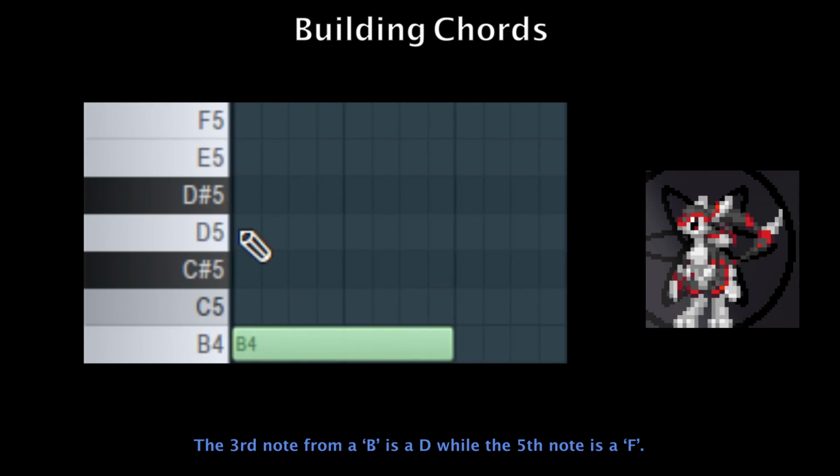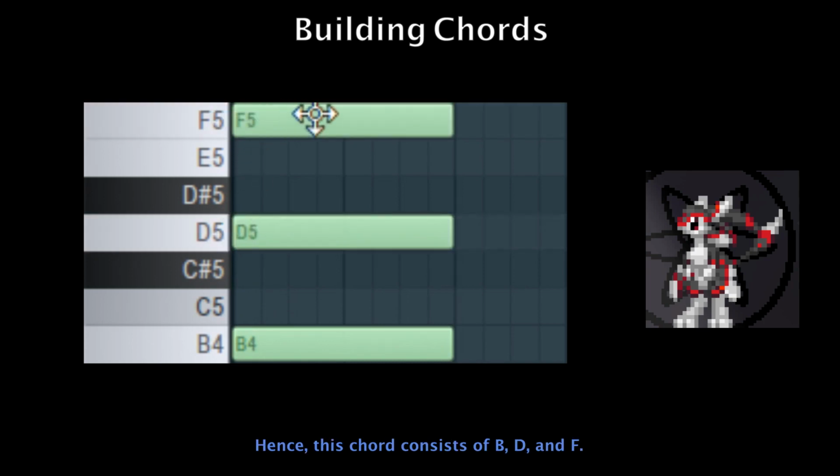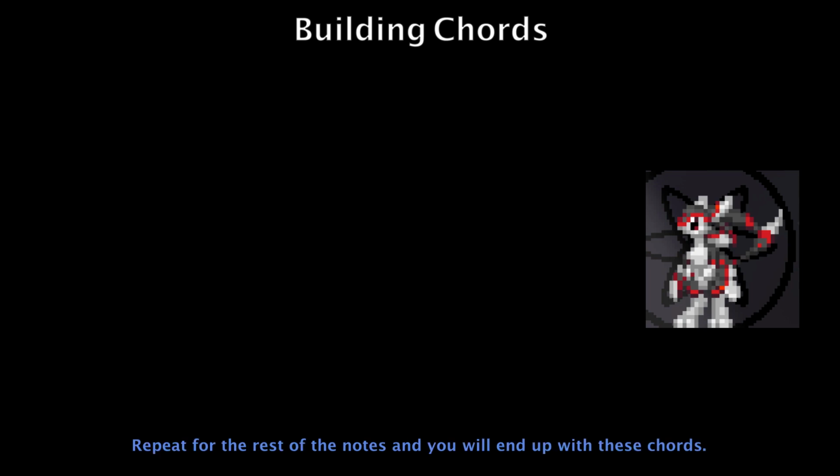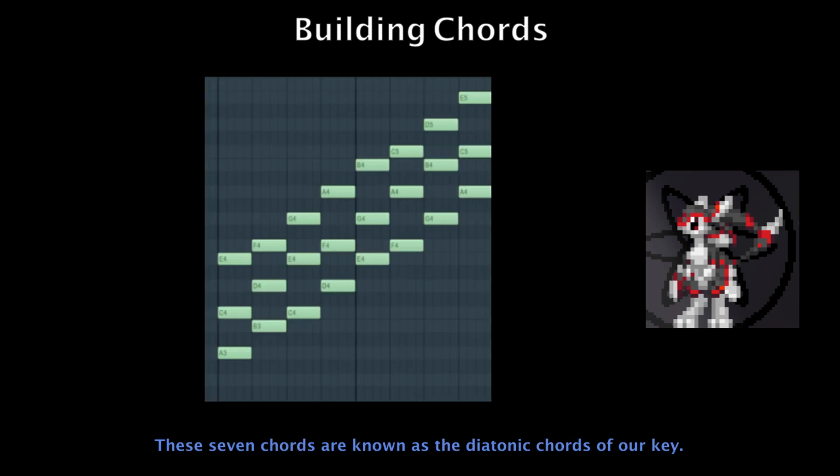The third note from a B is a D, while the fifth note is an F. Hence, our chord consists of B, D, and F. Repeat for the rest of the notes, and you'll end up with these chords. These 7 chords are known as the diatonic chords of our key.